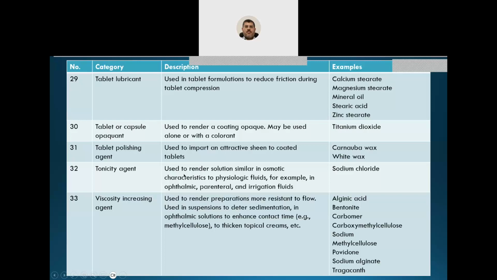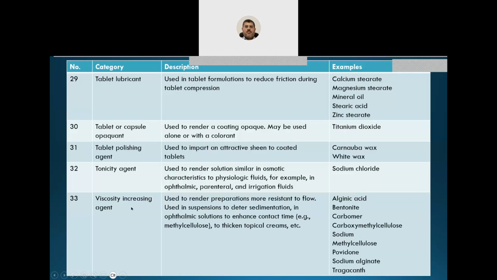Tonicity agent can be used in liquid formulations to render the solution similar in osmotic characteristic to physiological fluid. Especially we use it for parenteral and ophthalmic solutions and in irrigation fluids, which are used to clean wounds. So we adjust the tonicity to make the osmotic pressure similar to the blood. In this case, we call it isotonic, to make isotonic solutions. So sodium chloride is used to adjust the osmotic pressure and to make isotonic solutions.